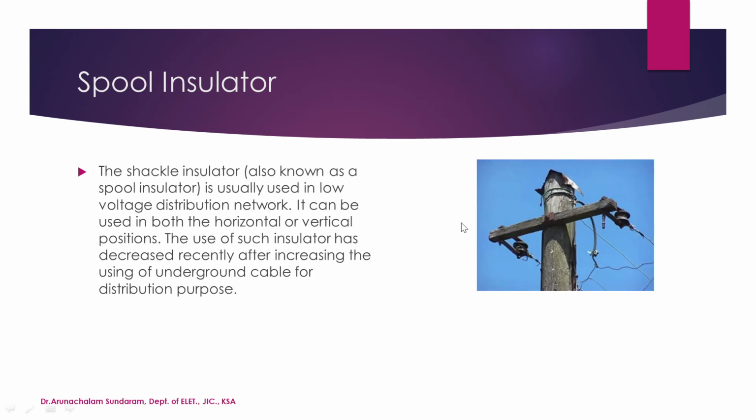Now this is the spool type. This is used in low voltage conductors like the roadside distribution system. You can find this one. This is called the spool type. This is the transmission tower. This is the cross arm. This is the spool. This is a dead end. So this is the conductor. It can be used in both horizontal and vertical positions. This is important. You can either hang it or use it horizontally or vertically.